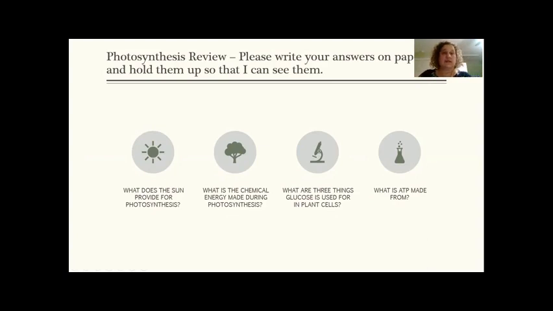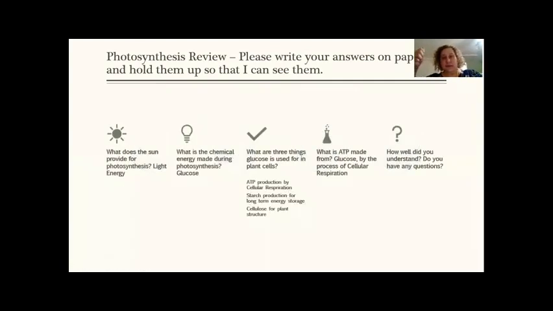Number one is, what does the sun provide for photosynthesis? Number two, what is the chemical energy that's made during photosynthesis? Number three, glucose is used for three things in plant cells. Can you name all three of them? And finally, what is ATP made from? So remember, ATP is a currency in the cell, and where does it come from? So what do we need for ATP to be made in order to fuel all of our cellular processes? Okay. Now please go ahead and show them. Let me see a little bit so I can see how everybody's coming.